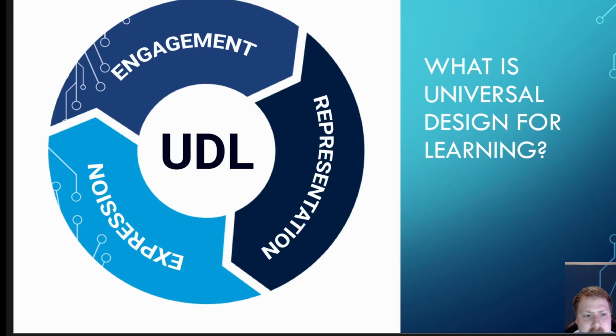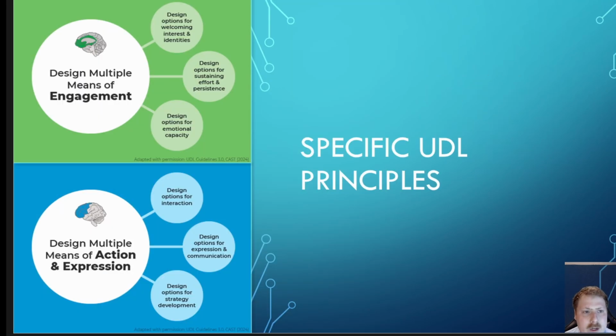So universal design for learning is a methodology with three different principles: engagement, expression, and representation. We're going to look at two of them today. The two that we're going to try to implement AI with are engagement and action and expression. Engagement is where you would try to reach students in as many different ways as possible. And then action and expression is how they would then bring back their learning to you.